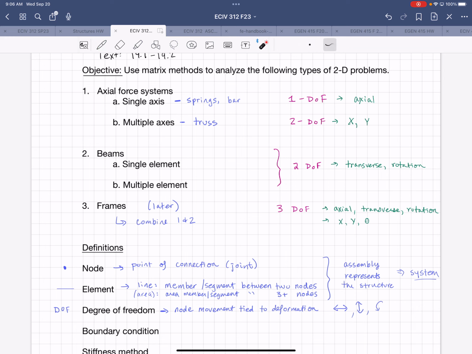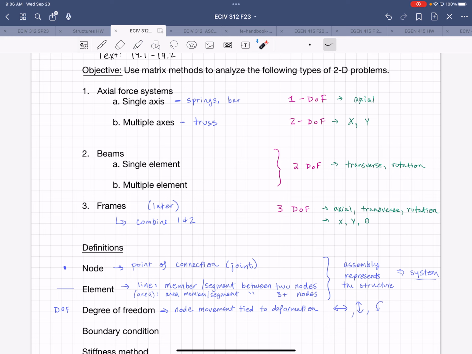And so it depends on the element, right? Whether axial could be X and transverse could be Y, right? That would be true if the element that you're looking at is horizontally oriented, or it could be the reverse, right? Transverse could be the global X and axial could be the global Y if you have a column. And then if you have an element that's at a diagonal, then your axial will have X and Y components, and your transverse will also have X and Y components. So that's something that we'll think about later.